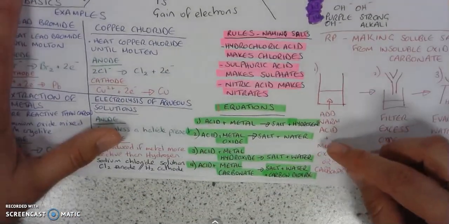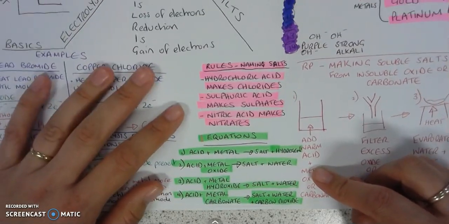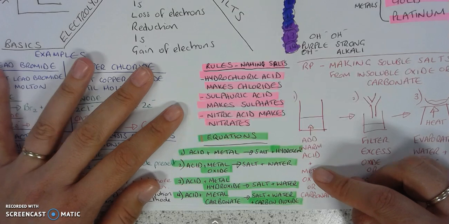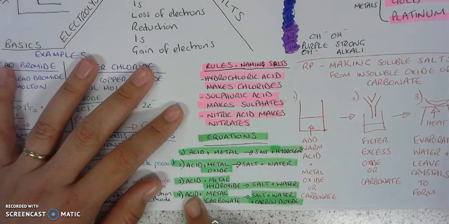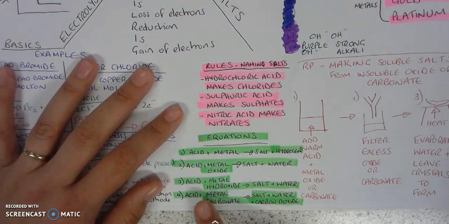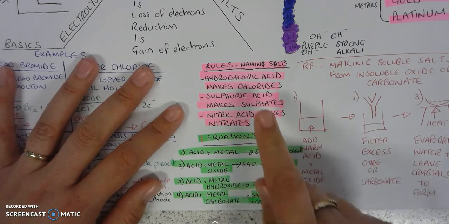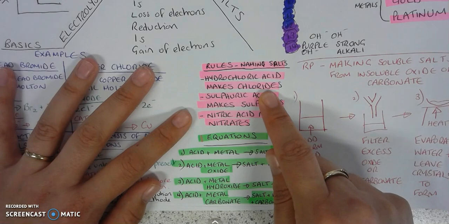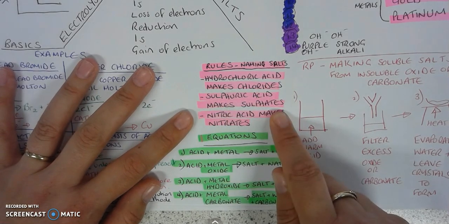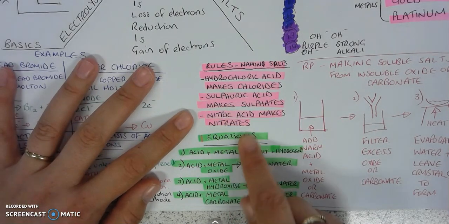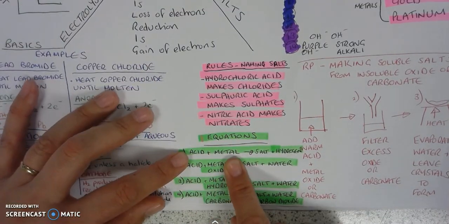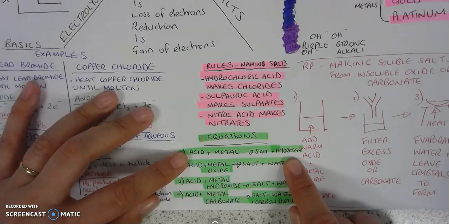Now, there are certain rules for being able to name salts and working out equations. Now, if you learn these, you can literally put any acid into there, any metal into there, and you'll be able to work out this side. So the rule is, if I've got hydrochloric acid, it makes a chloride salt, sulfuric acid makes a sulfate salt, and nitric acid makes a nitrate salt. So if I took an acid and mixed it with a metal, I would make a salt and hydrogen.